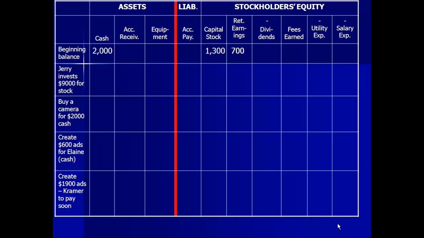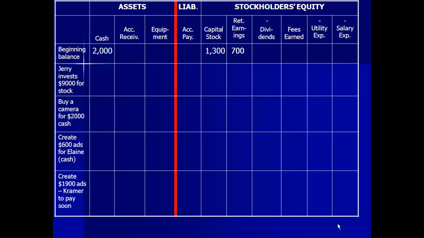If I had to write my own accounting principles textbook, I'm not sure I would lay it out like this. But I just want you to see, think of stockholders' equity as a big umbrella that includes retained earnings, capital stock, and then these four other accounts which indirectly affect it: my dividends, my fees earned, and then my expenses. I'll explain that more when we hit those transactions. My beginning balance, notice I have $2,000 cash. I have capital stock of $1,300 and retained earnings of $700. Let's see where we're at.